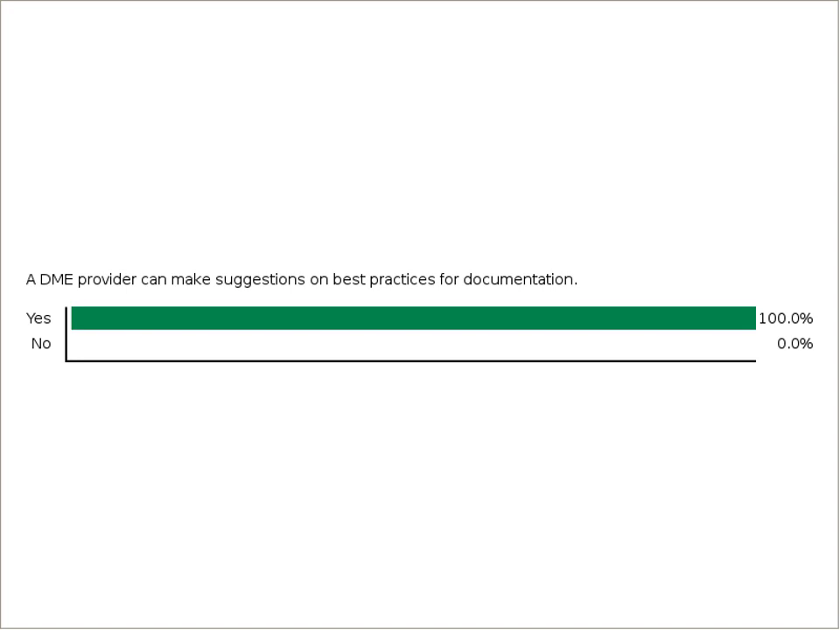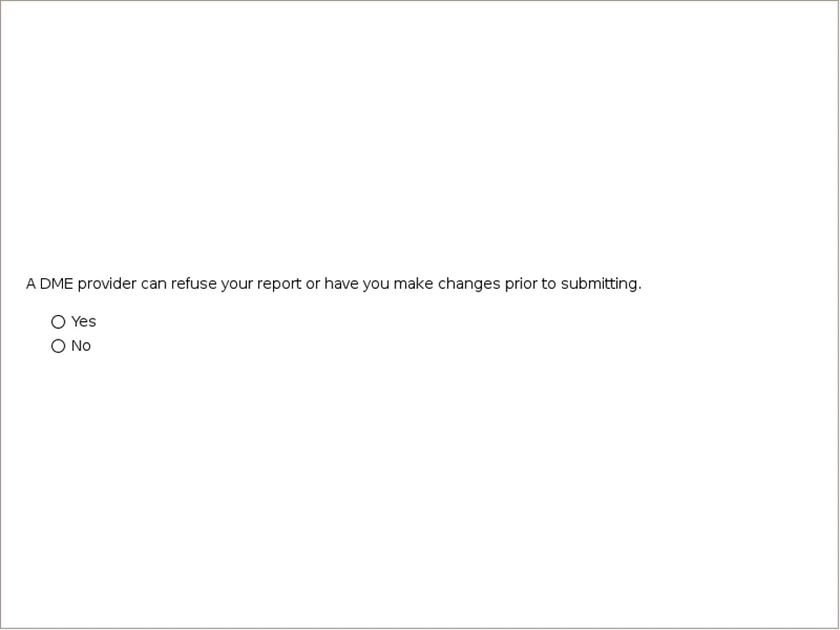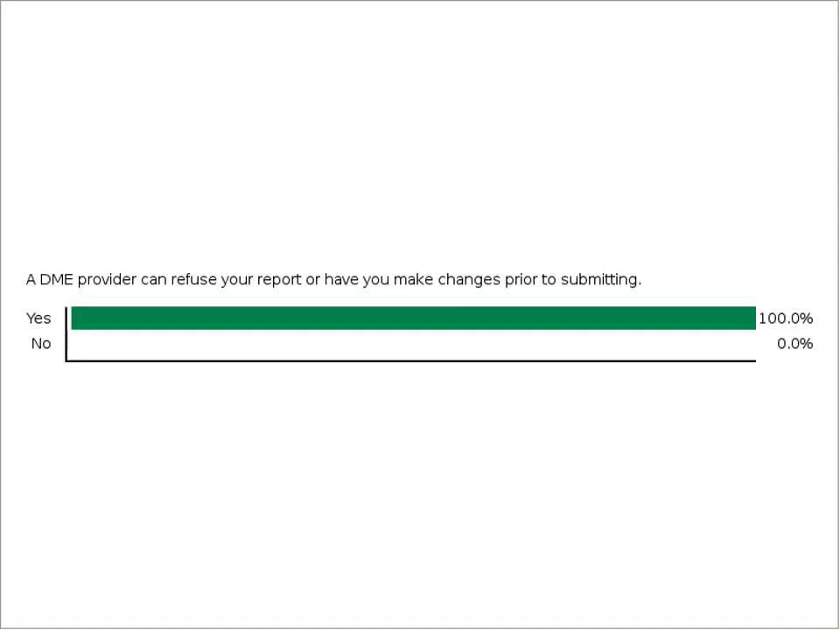Okay. A DME provider can make suggestions on best practices for documentation. Is that a yes or no? Good. I'm getting a lot of yeses for that one. All right, last question. A DME provider can refuse your report, or they can have you make changes to it prior to submitting. Yes or no?